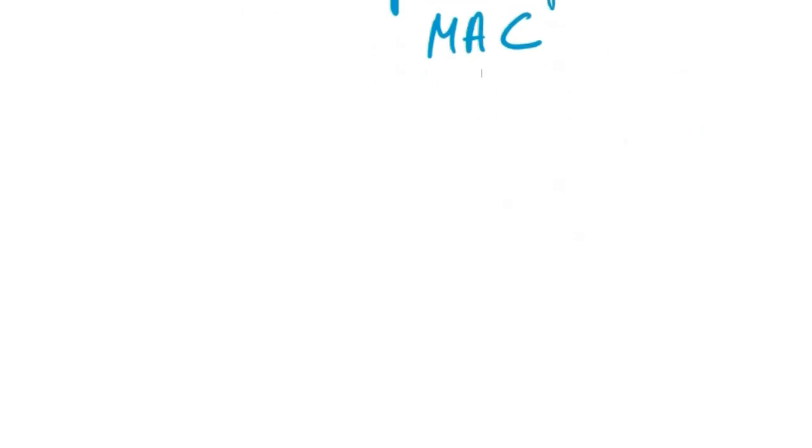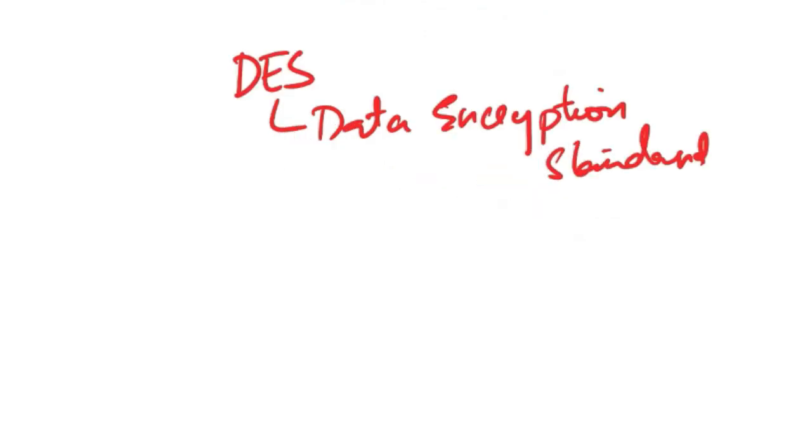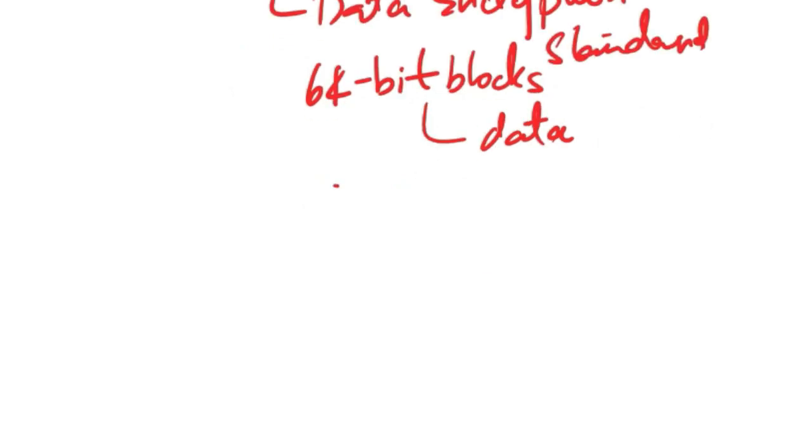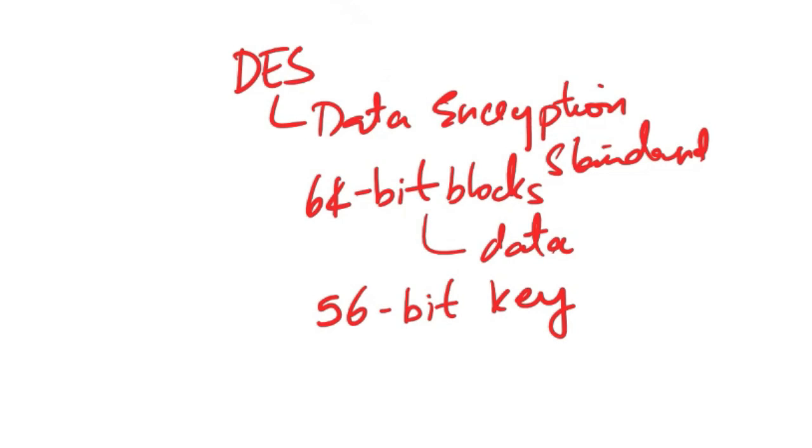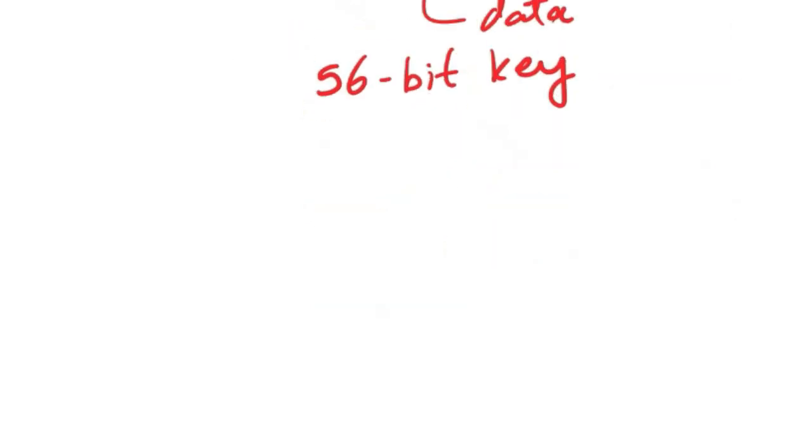So some of the examples of symmetric key cryptography algorithms include DES, that is Data Encryption Standard. This is one of the oldest and most widely used symmetric cryptography algorithms. It operates on 64-bit blocks of data and uses a 56-bit key for encryption and decryption. While DES was considered secure, its short key length made it vulnerable to brute force attacks. As a result, it has largely been replaced by more secure encryption algorithms like AES.